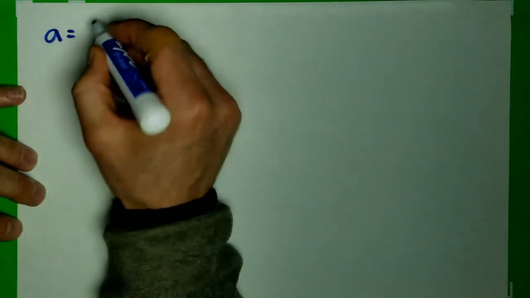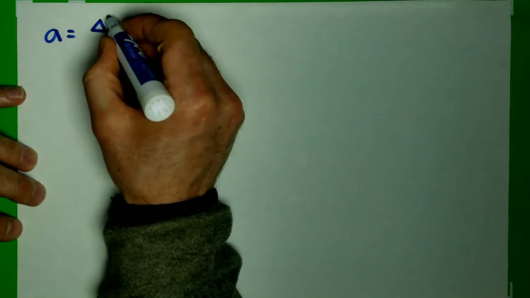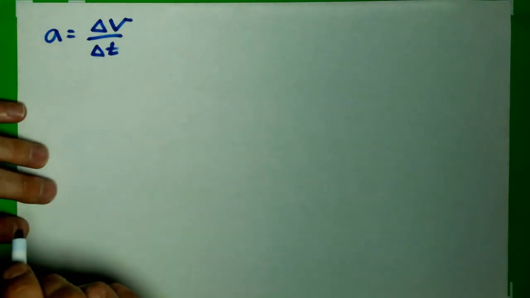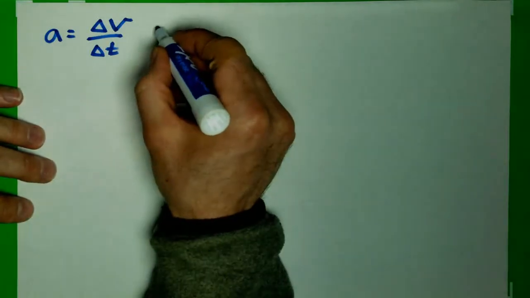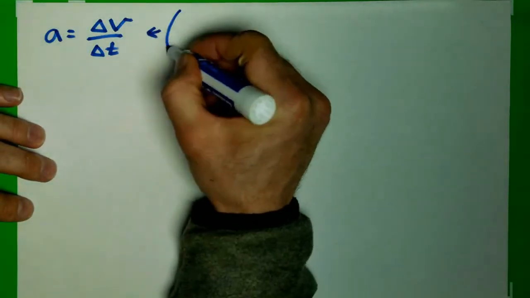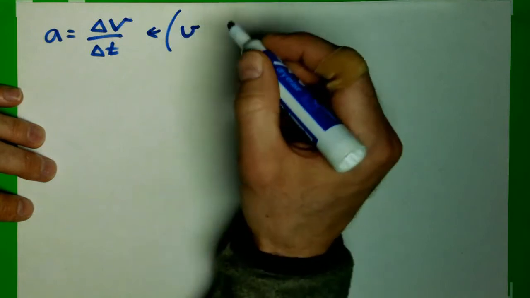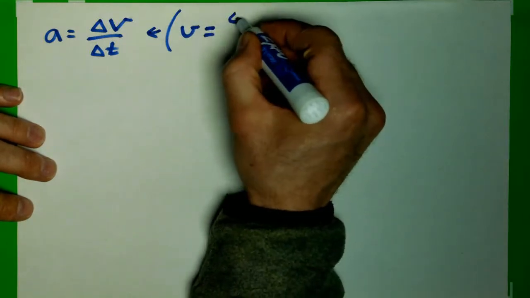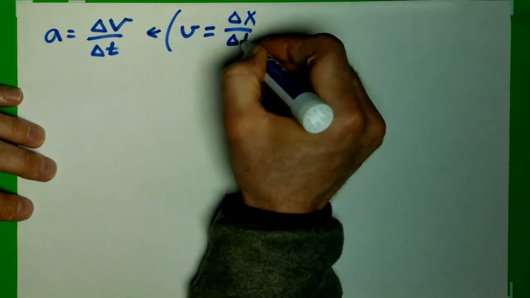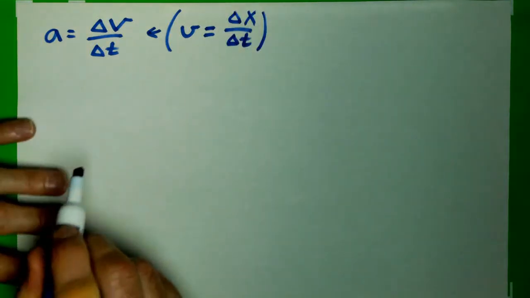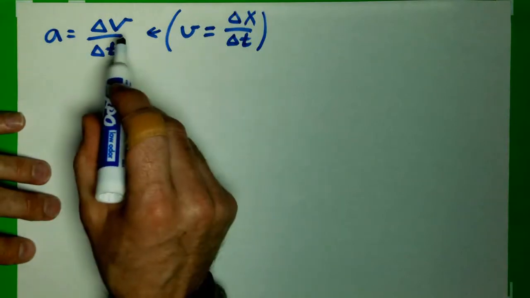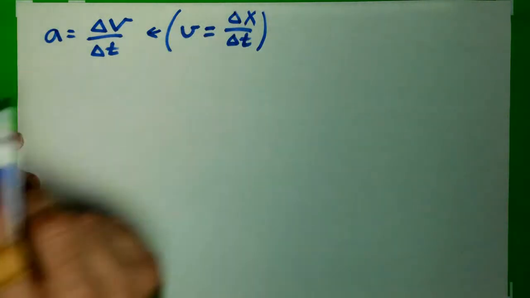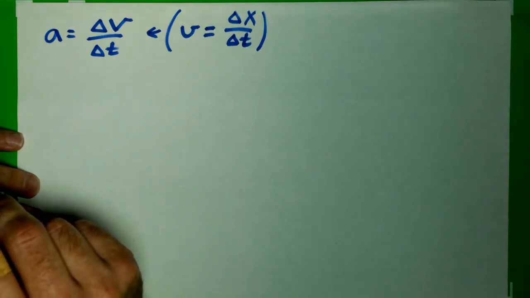Acceleration is defined as being equal to the change in velocity over the change in time. Now I want to remind you that we had a very similar, in fact identical, mathematical relationship: velocity is equal to a change in position over a change in time, which means that mathematically acceleration is related to velocity in the same way as velocity is related to position.